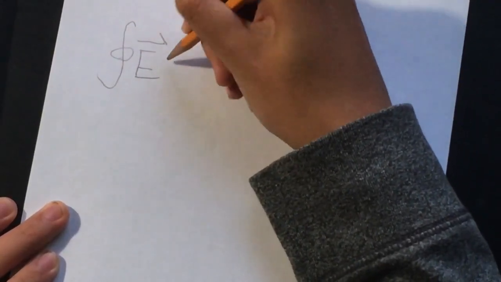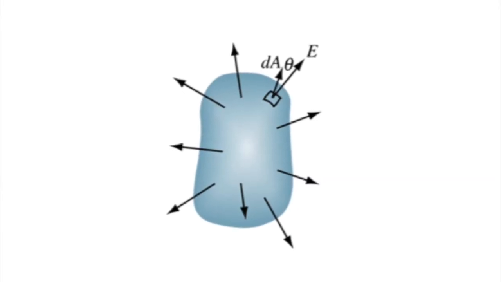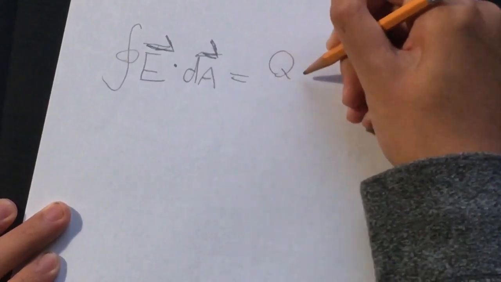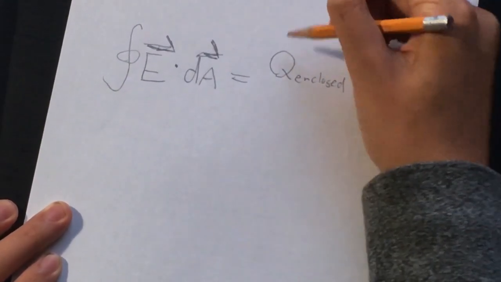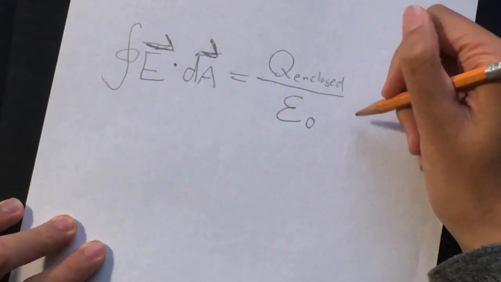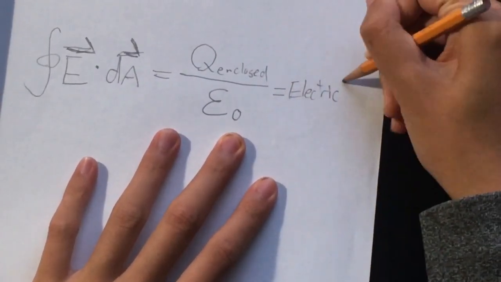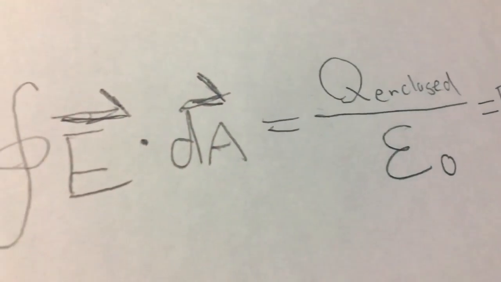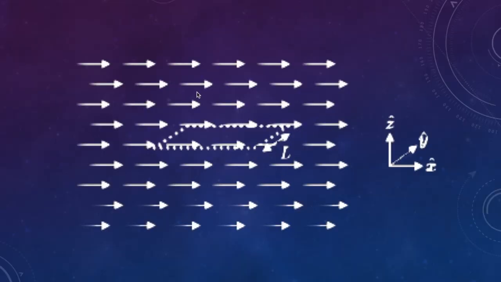What is that? Gauss's law, the general law that applies to any closed surface. Any closed surface? Yes, any surface. And Gauss's law states that the outward directed surface integral over an entire closed surface is equal to the net charge enclosed by the surface divided by a permittivity constant. That thing is also called an electric flux.